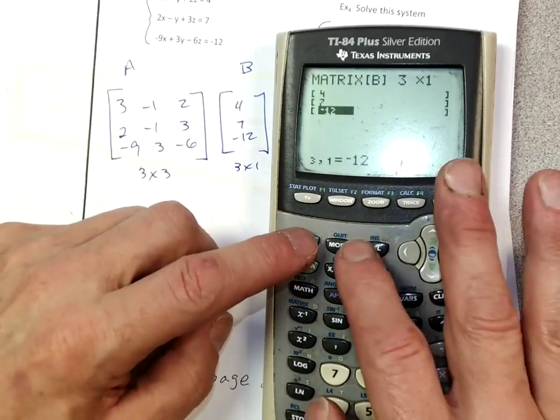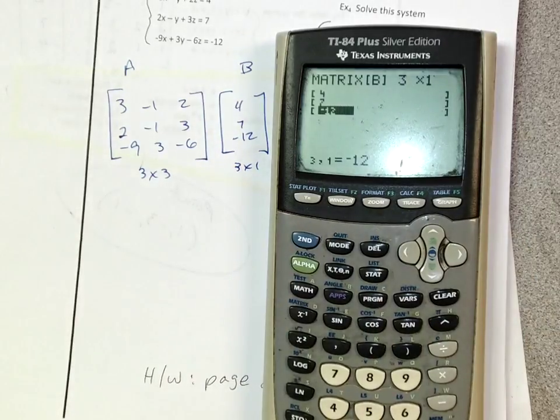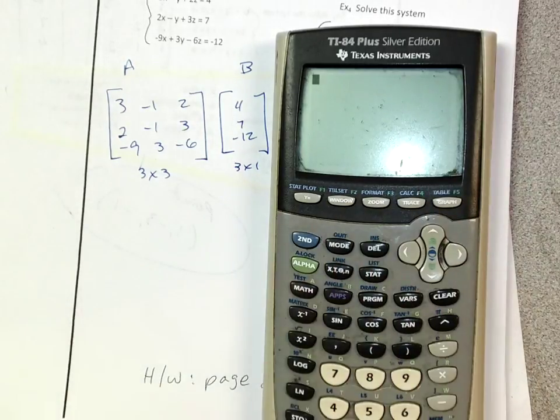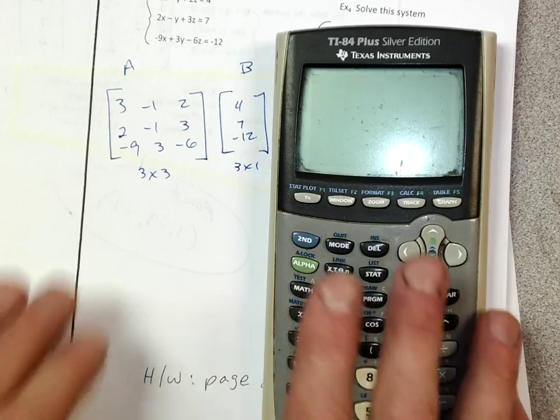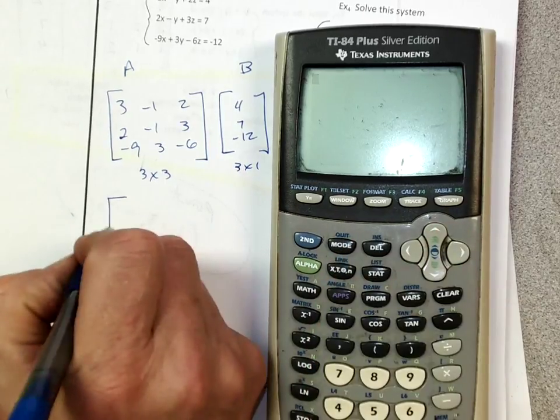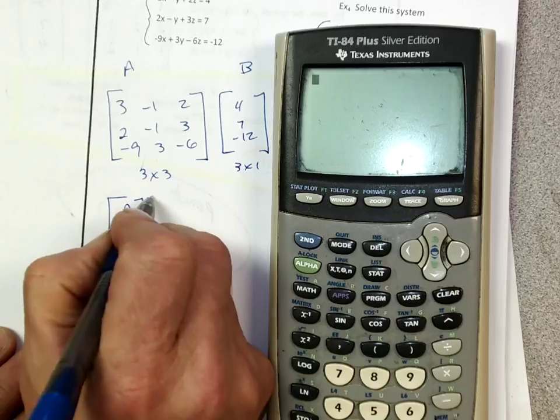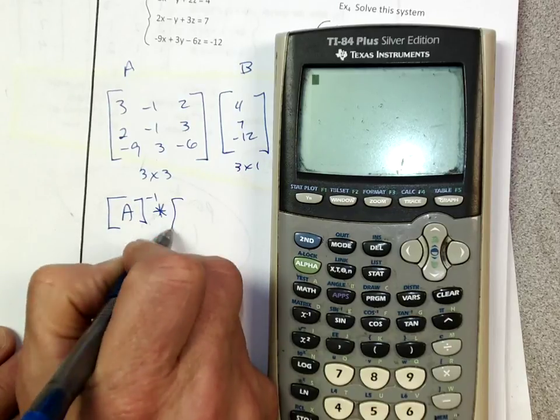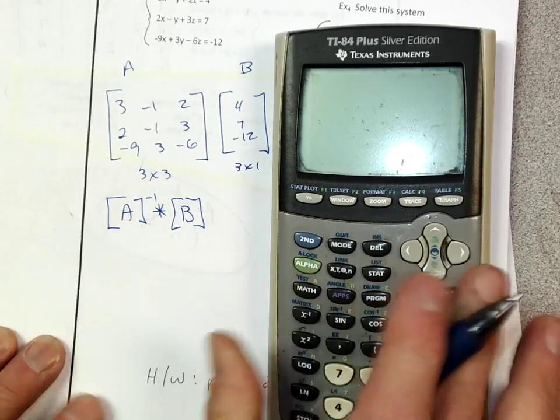Now I'm going to quit. Don't push clear, because if you push clear, you clear numbers. We don't want to clear numbers. We quit. And now my new A and my new B are in there, right? So I need to make this equation: A inverse times B, right?